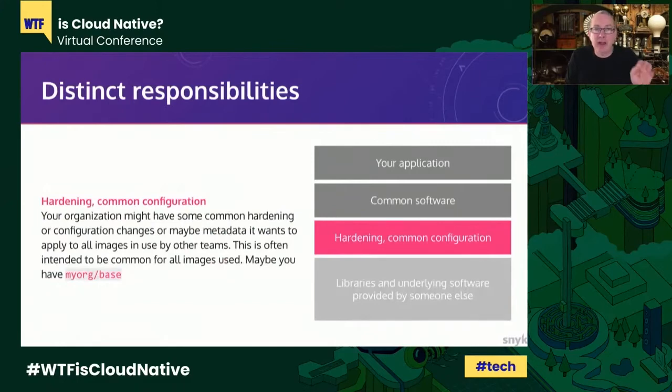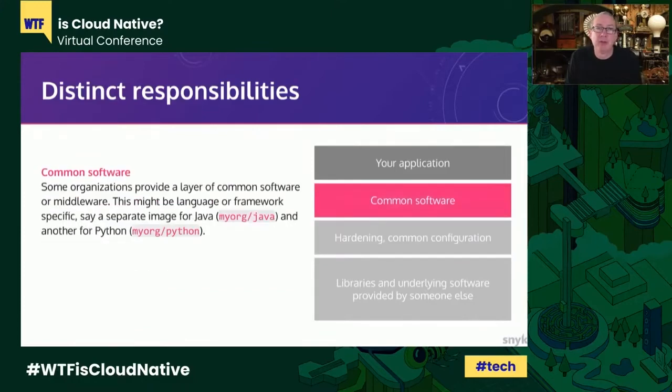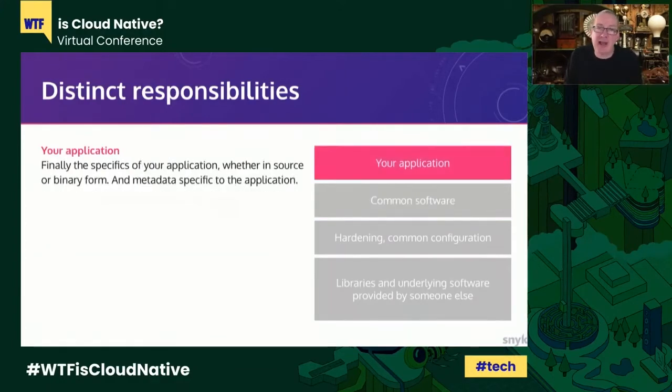And next, we might have some common configuration for our specific environment. That may well be common to all of our images. So this layer plus our original base image would make up our common base image for our organization. And then we might have another layer of common software. Perhaps this is a defined set of middleware or specific versions of runtimes for our applications. And finally, we have a layer that adds in our custom code. So the applications that we want to deploy, along with any metadata, application-specific configuration.